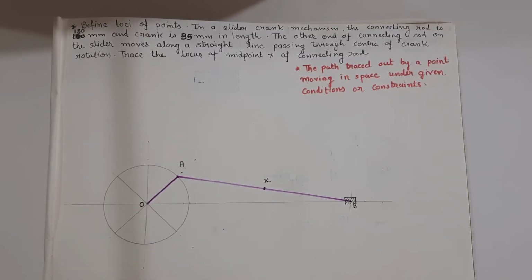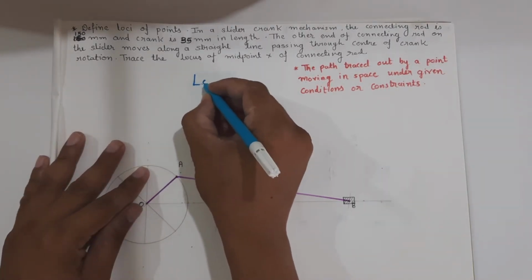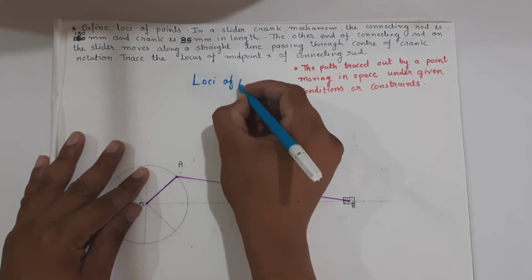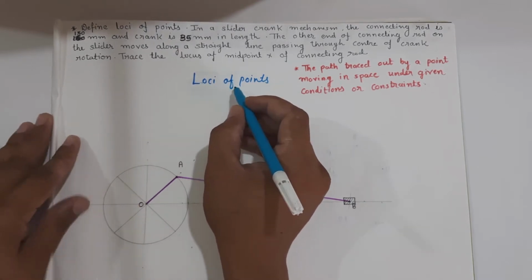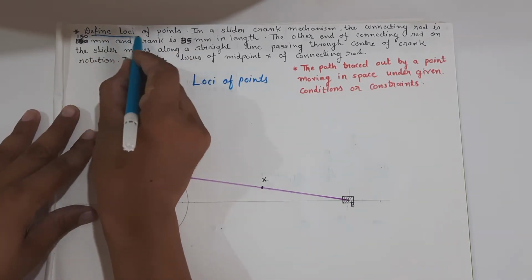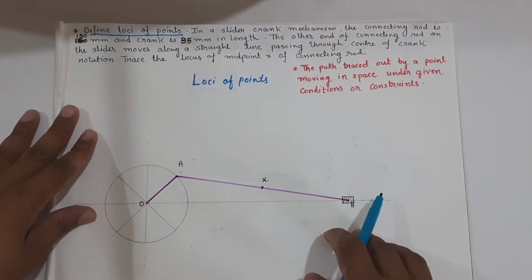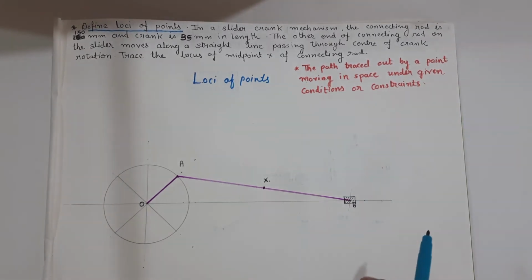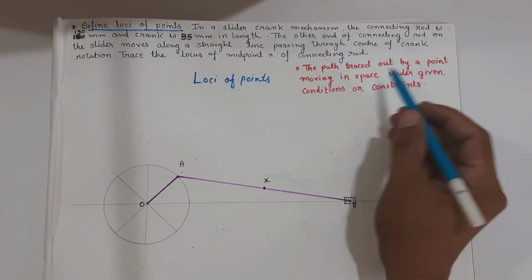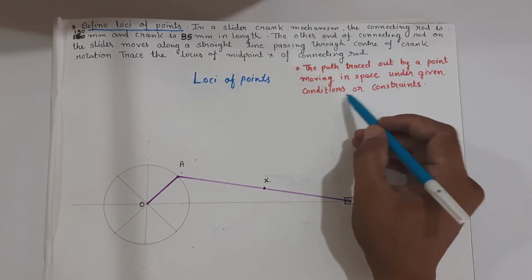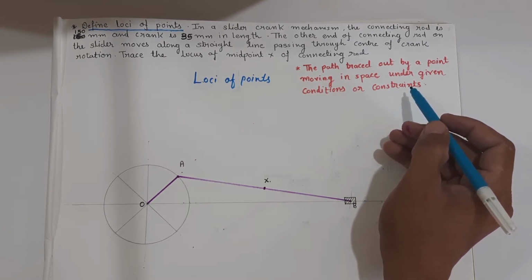Hello everyone. Today we are going to learn a new topic known as loci of points. So first of all, let us discuss the definition of the loci of points. So how can we define the locus of point or loci of point? The path traced out by a point moving in a space under given conditions or constraints is known as loci of point or locus of point.